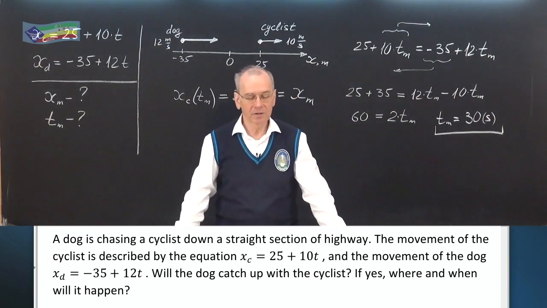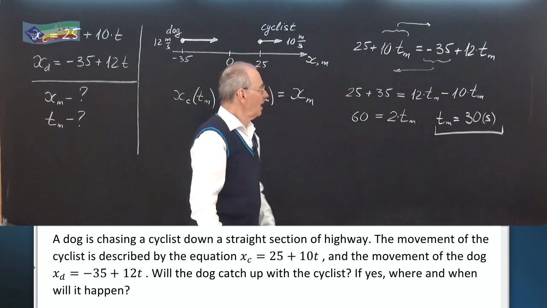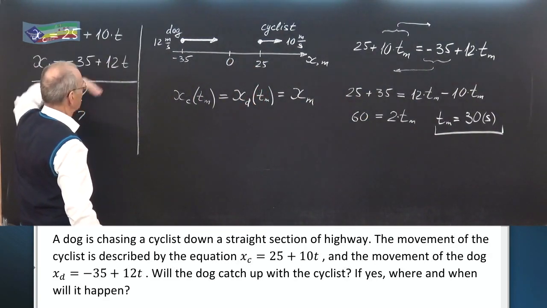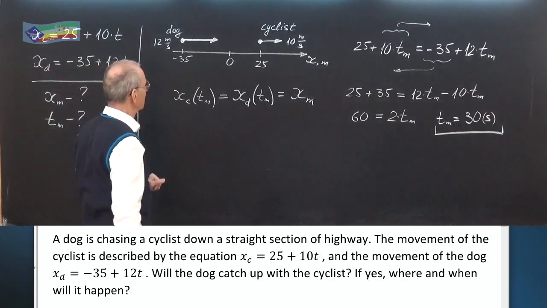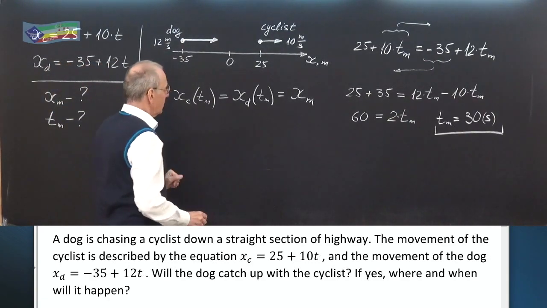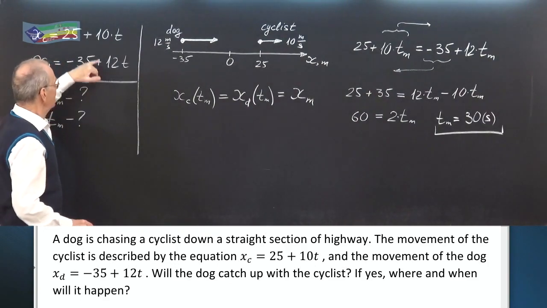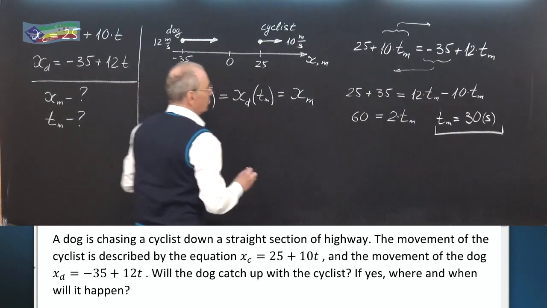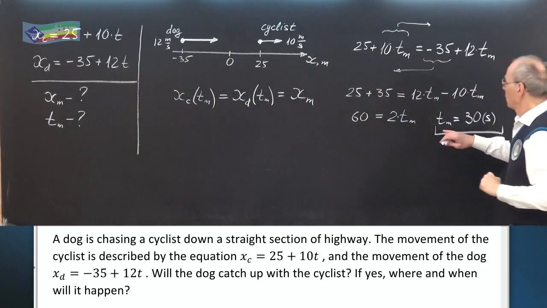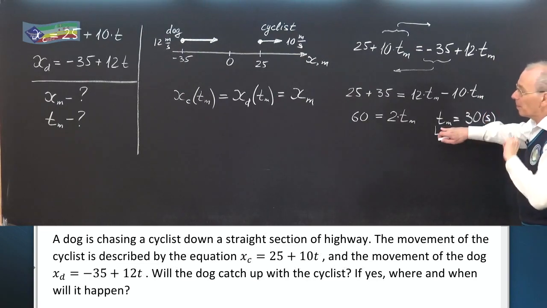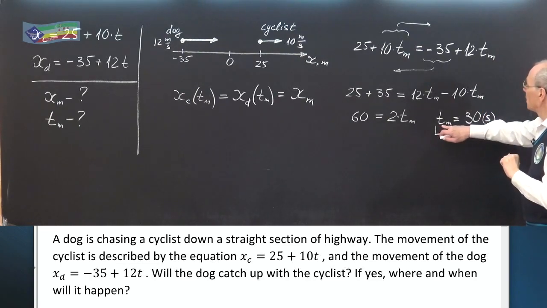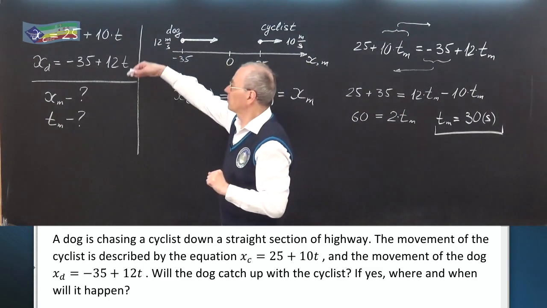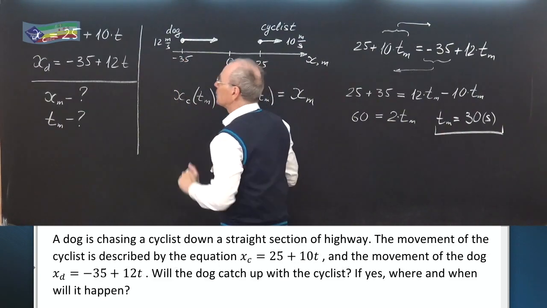The dog catches up with the cyclist in 30 seconds after this position of the cyclist and the dog. Where does this event take place? To find the position of the meeting point, let us substitute the meeting time into any of these equations. For example, into the first.